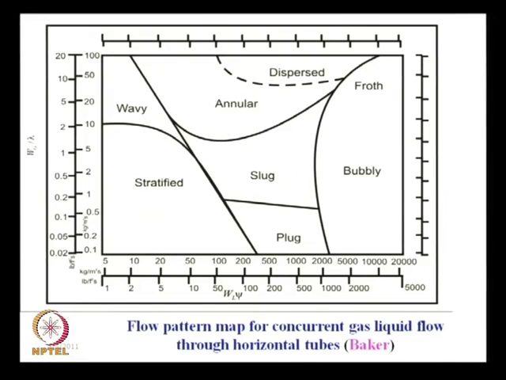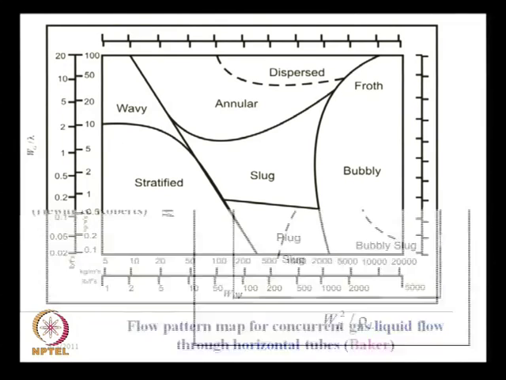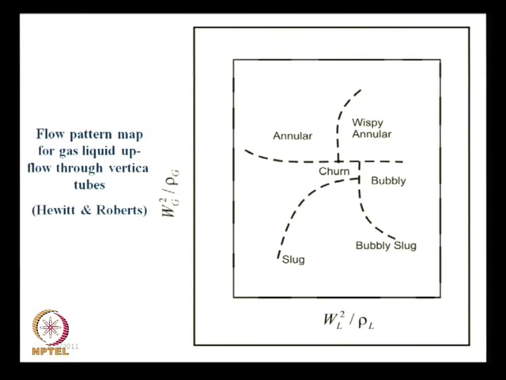Okay. And we find that the most commonly occurring maps, the oldest map for horizontal flow is due to Baker, and for vertical flow it is due to Hewitt and Roberts. Now, in this vertical flow map, they have used the superficial momentum flux of the gas as the y axis, and the superficial momentum flux of the liquid as the x axis. It is basically rho L U L squared.